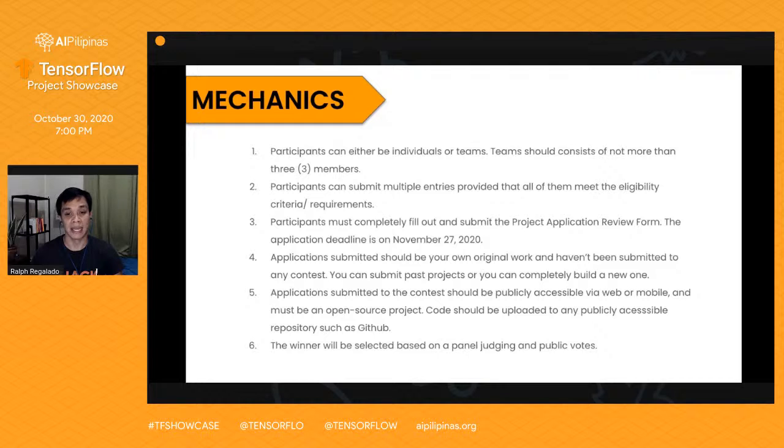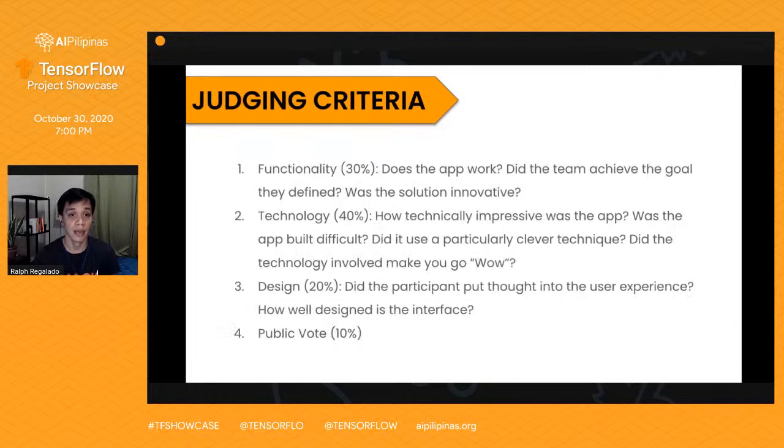Applications submitted to the contest should be publicly accessible via web or mobile, and it must be an open source project. The code should be uploaded to any publicly accessible repository such as GitHub. The winners will receive some prizes, and they will be selected based on a panel judging and public votes.